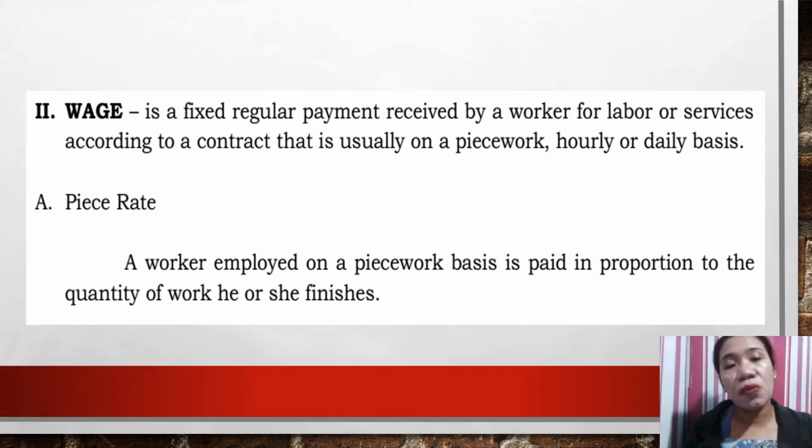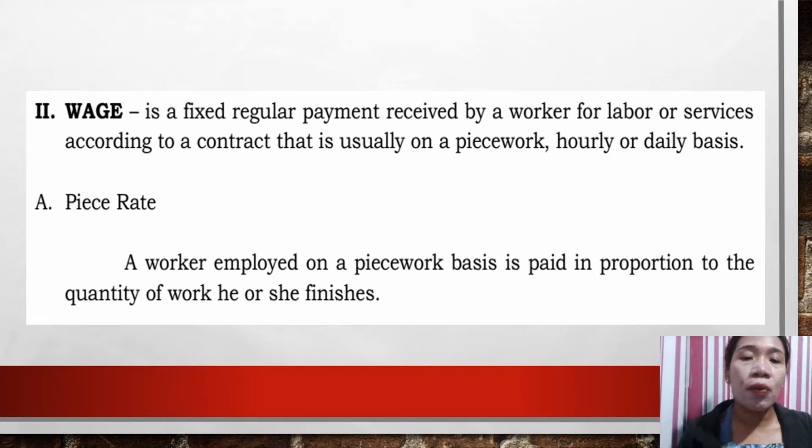Now let's proceed to wage. So wage is a fixed regular payment received by a worker for labor or services according to a contract that is usually on a piecework, hourly work, or daily basis. So when we say piecework, a worker employed on a piecework basis is paid in proportion to the quantity of work he or she finishes. Kumbaga, binuok siya, binuok. Meaning to say, for example, I have here an example.